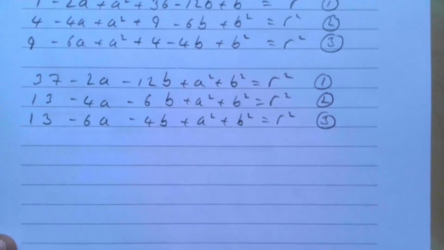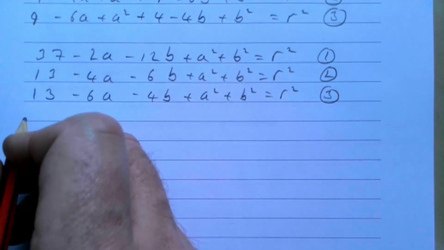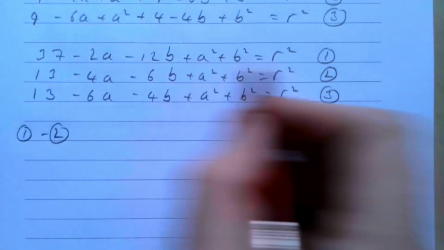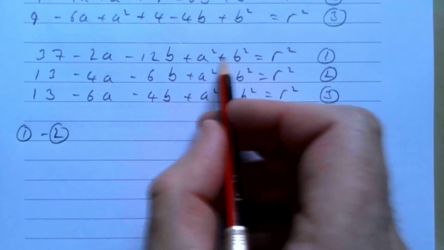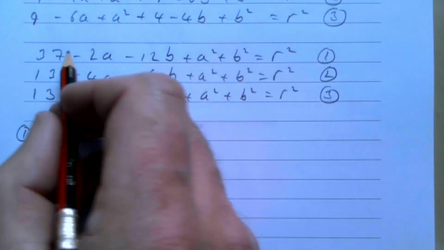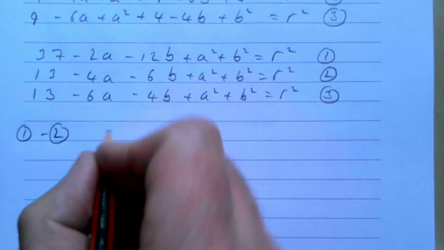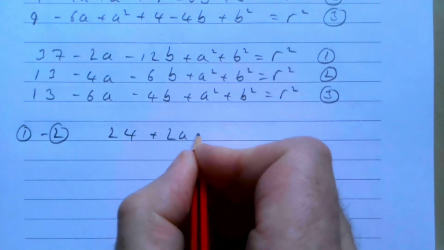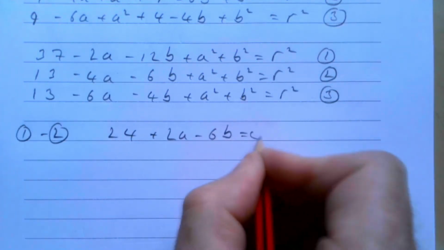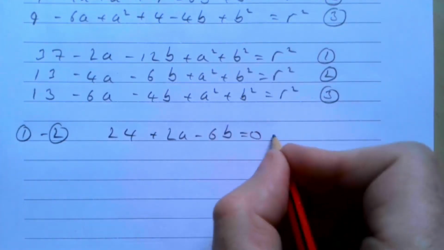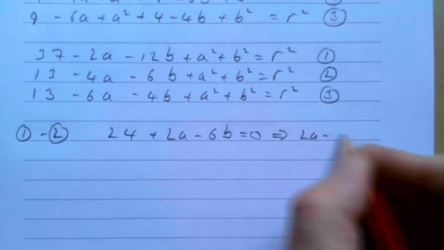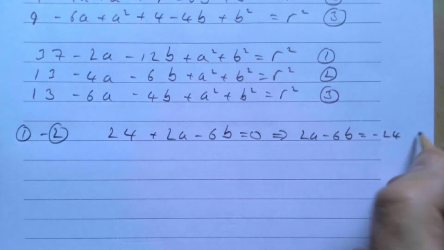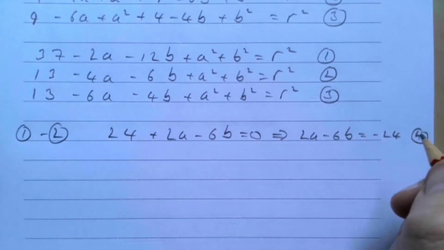If we do 1 minus 2, this one take away this one, can you see that the a squareds, b squareds and r squareds all disappear? So we just end up with this. We're going to get 24 plus 2a minus 6b equals 0. If I rearrange that, I get 2a minus 6b is minus 24. We're calling that one equation 4.